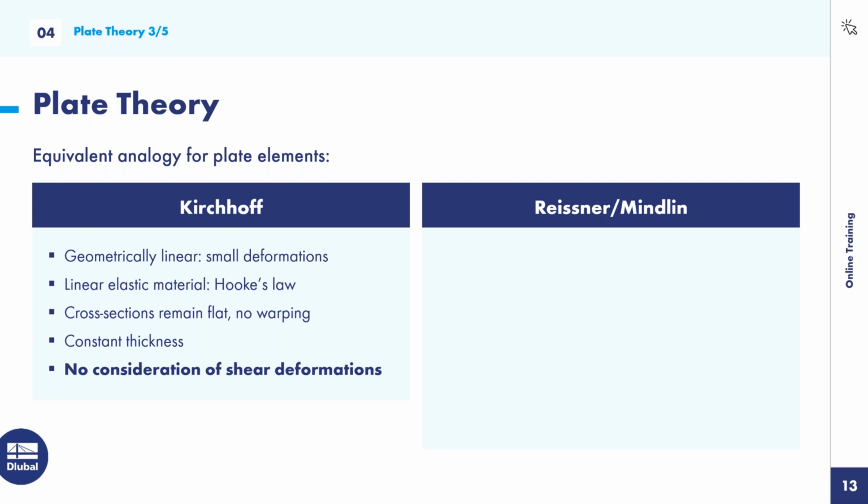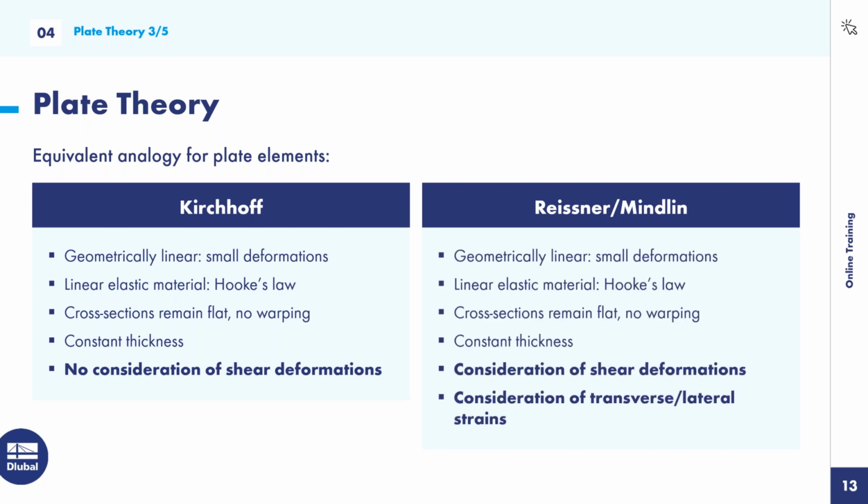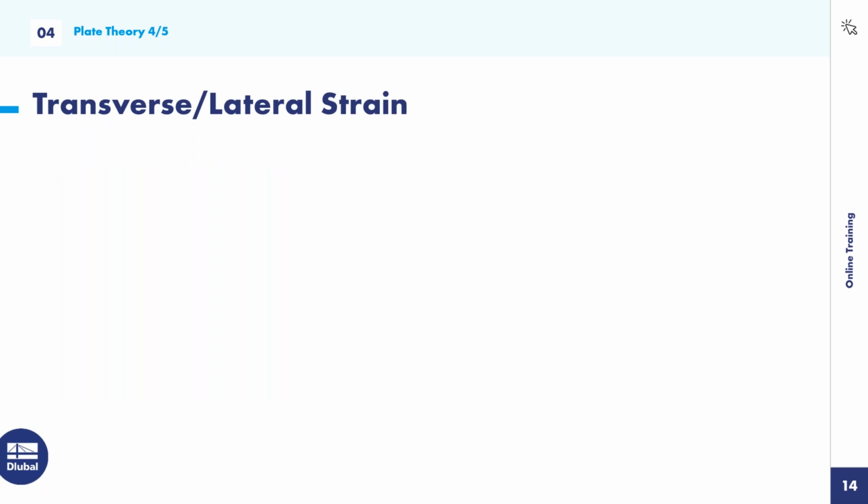Now, maybe you'll be able to guess, but with the Reissner-Mindlin theory, we're assuming basically all of these same assumptions, but the major difference is that we are taking into consideration shear deformations, and including this, we are taking into consideration transverse and lateral strains. To clarify a little bit more on transverse and lateral strains, we can go to the next slide here. And here we can get a better look at what the transverse and lateral strains look like.